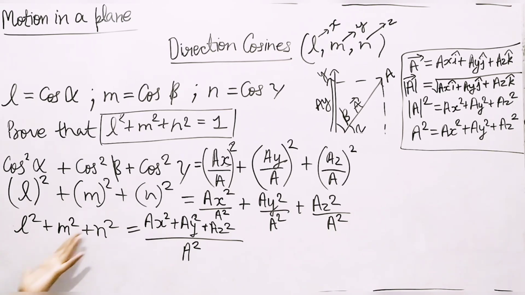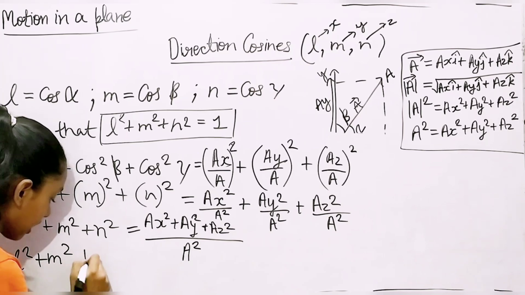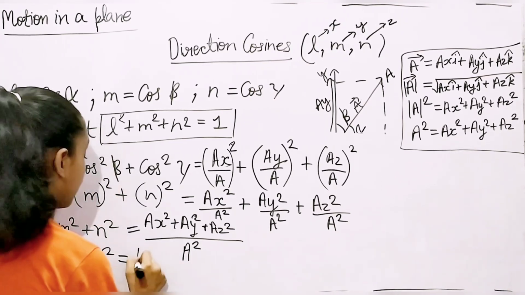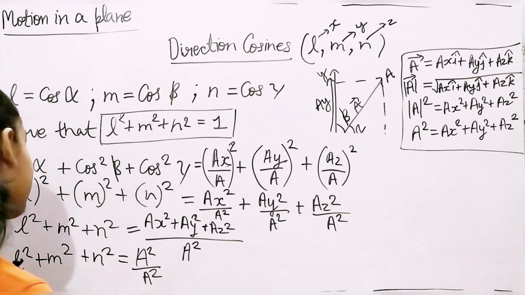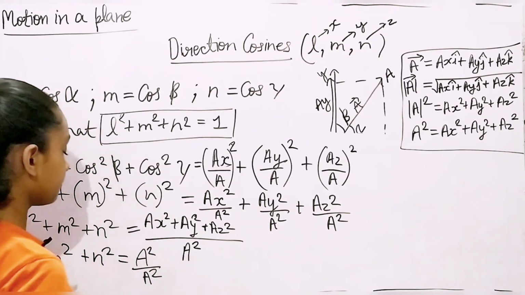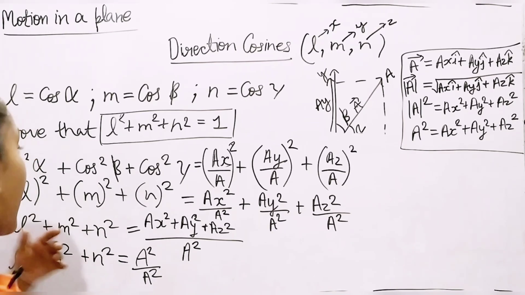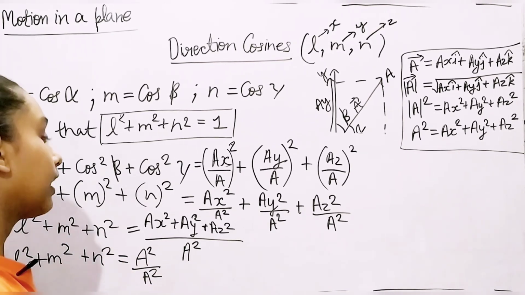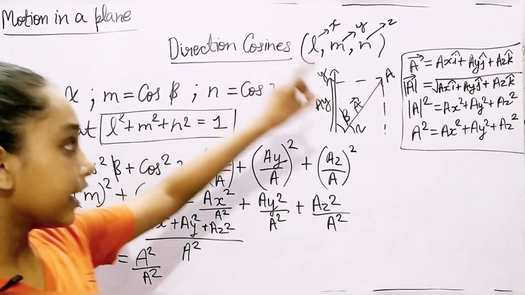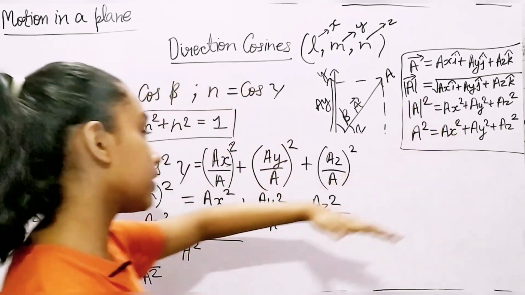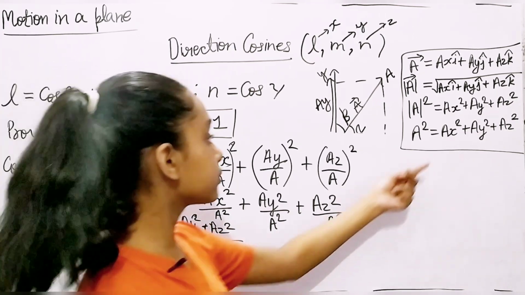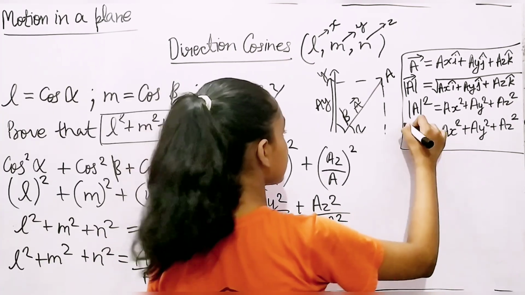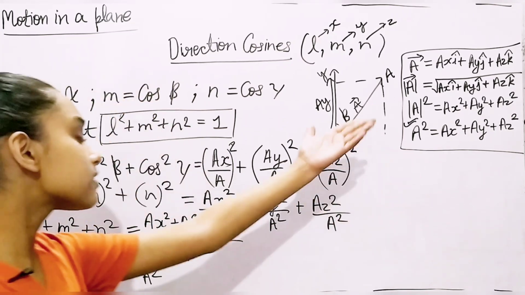Okay, so now I'm just going to write it the really easy way. So l squared plus m squared plus n squared is equal to what? A squared upon a squared. Did you get it? How? If not, then let me tell you. I can see that it is a squared upon a squared. I used all these things to solve this question, and you can see that ax squared plus ay squared plus az squared is equal to a squared, isn't it? Can you see it? Yeah, it's exactly the same.